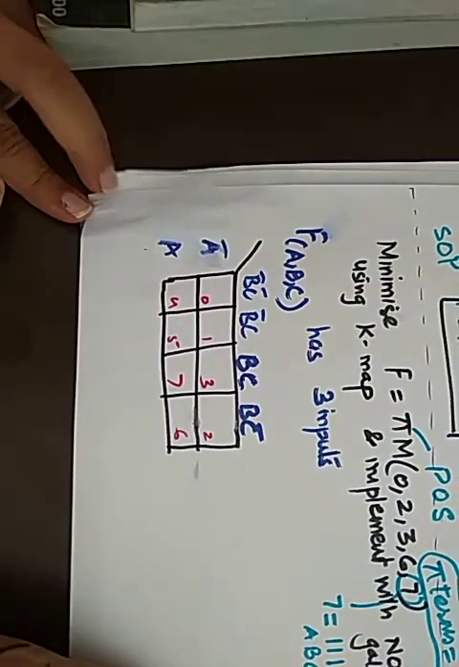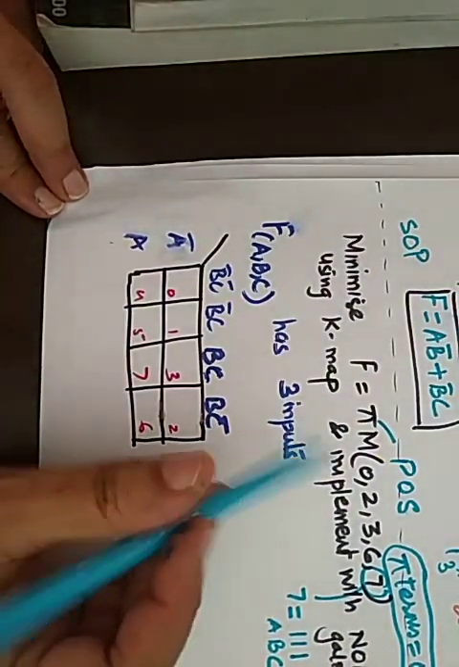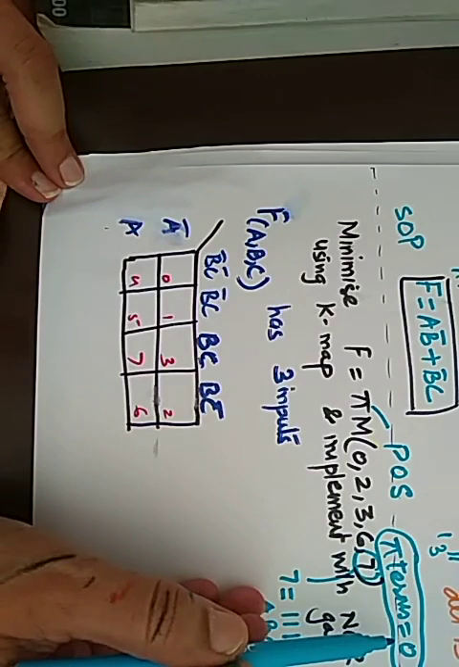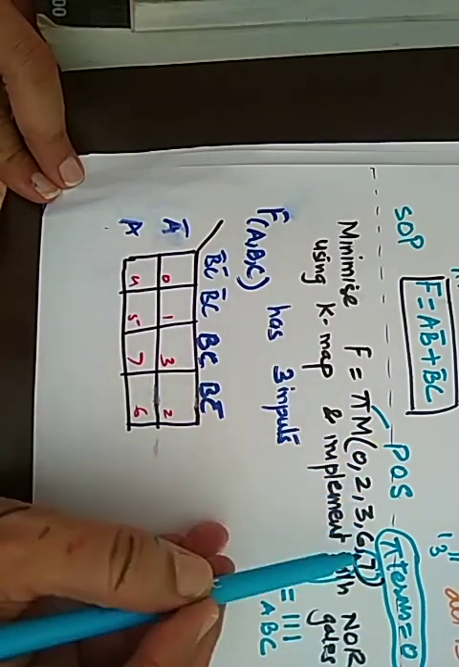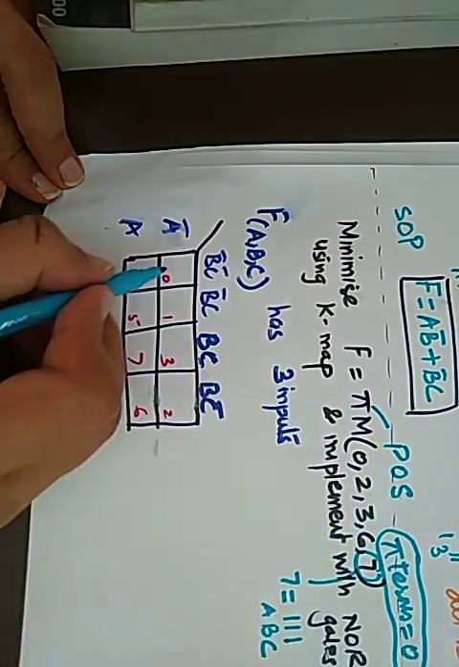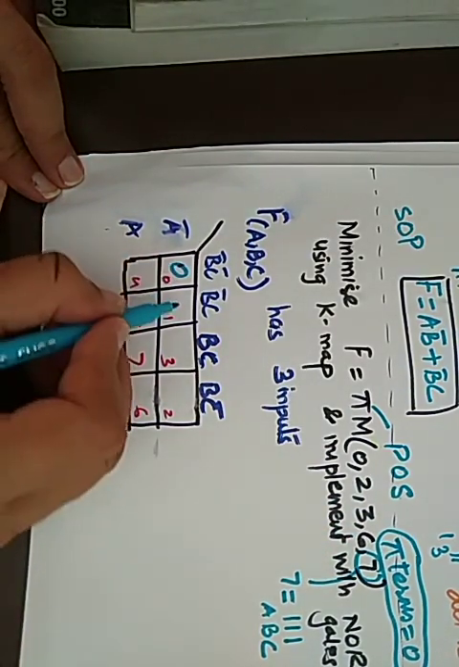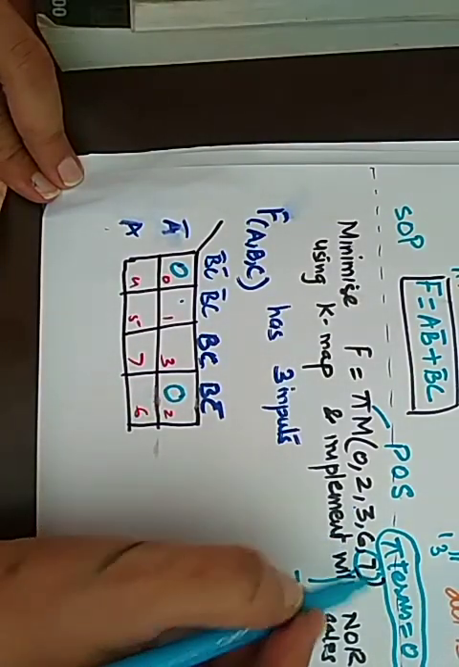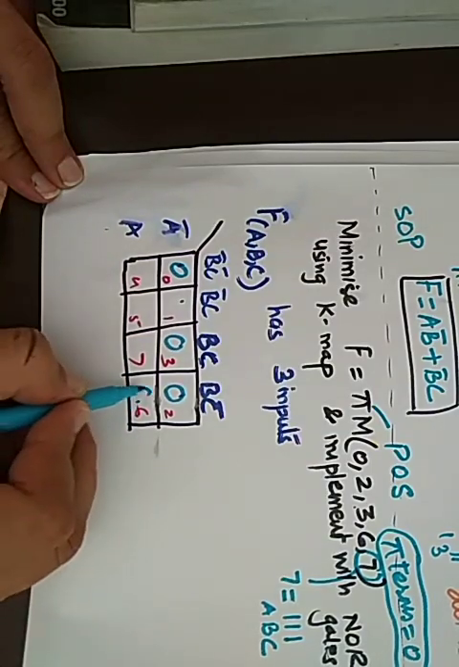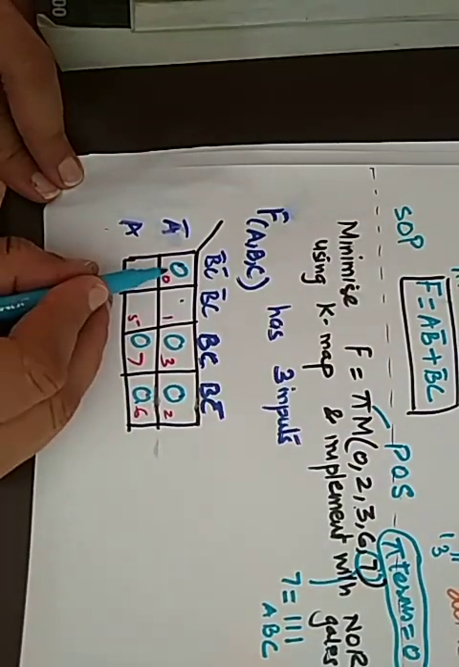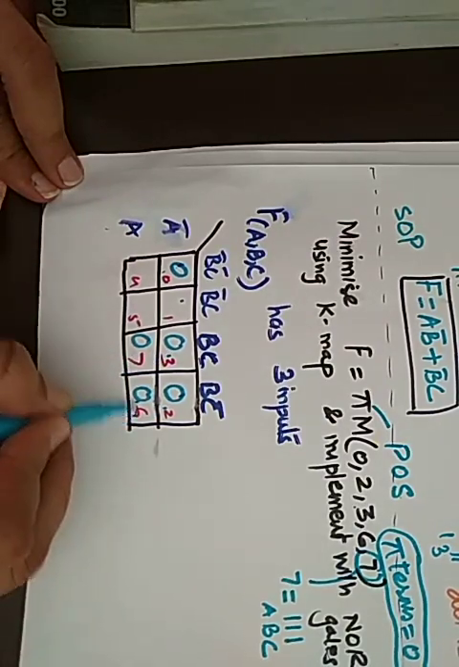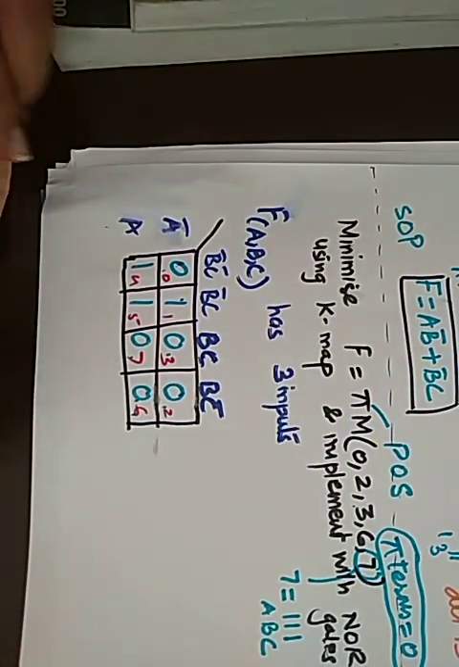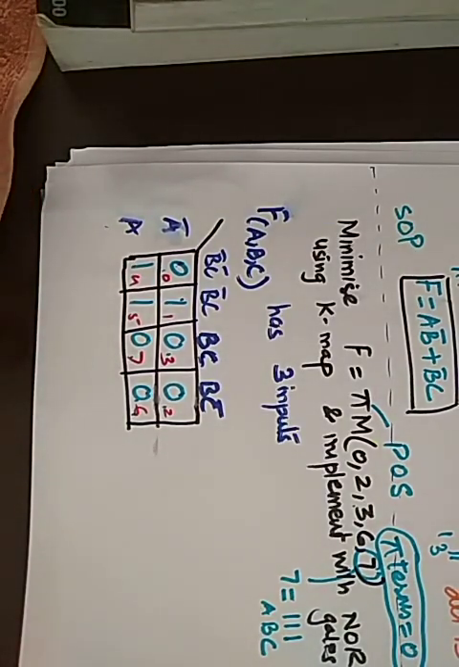Now let us fill the K-map according to the given function. So the pi terms are 0, 2, 3, 6, 7. Pi term values are 0. So these squares will have the value 0. Let's start with 0. The 0th square value is 0. 2 value is 0. Next is 3, then 6, then 7. So 0 is 0, 2, 3, 6 and 7. And the remaining will be filled with 1. So this is the first step of filling the K-maps.